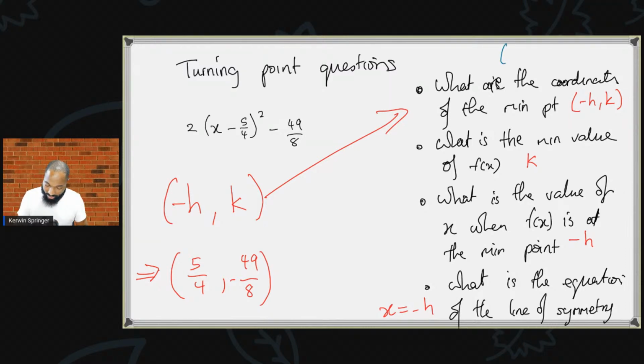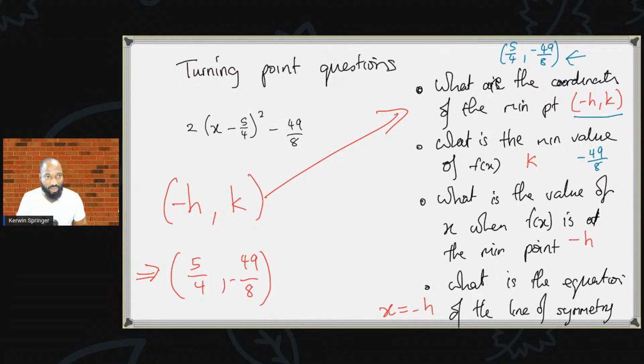So we have 5/4, -49/8. So you just write this and then you fill in the blanks. What's the actual answer? What is the minimum value of f(x)? This must be k. k is -49/8. So the minimum value of f(x) is -49/8.